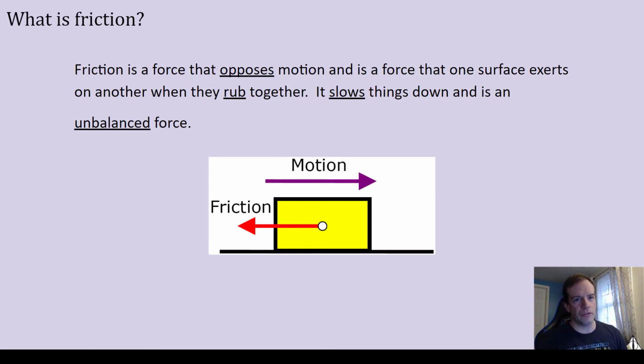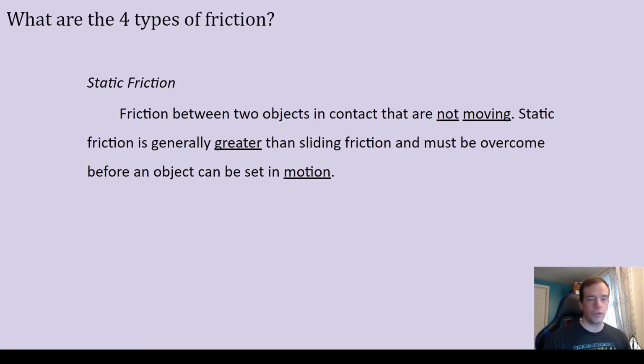Friction can be a balanced force if an object is having a force on it where the velocity doesn't change. But in most cases that we look at, we're going to look at how friction slows things down, so it's an unbalanced force. 4 types of friction. The first type of friction is static friction. You got to get things going, and that initial static friction, what's trying to keep it there in place, has to be overcome first.